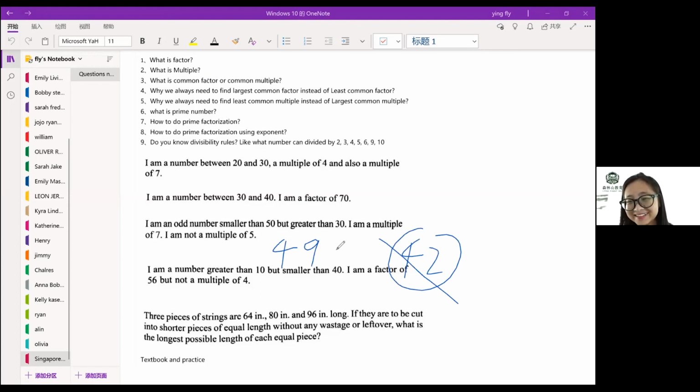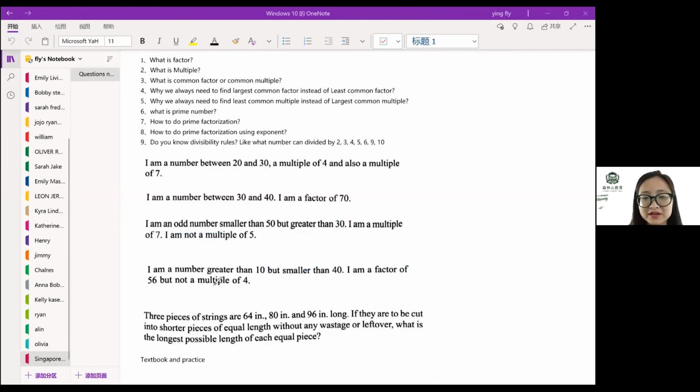So 49 is correct, okay? Very good. 49. It's a multiple of 7, not a multiple of 5, it's an odd number, and it's smaller than 50, greater than 30. Okay, last one. I'm a number greater than 10, smaller than 40. I'm a factor of 56, but not a multiple of 4.